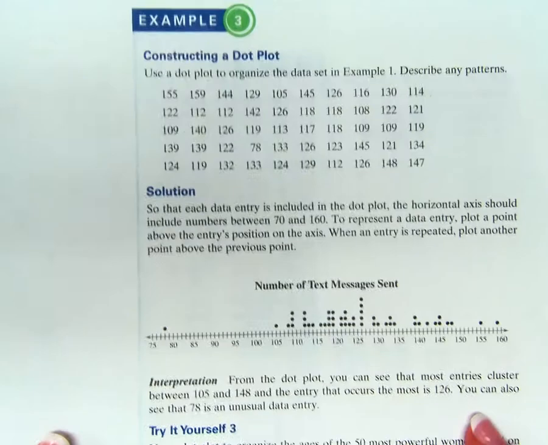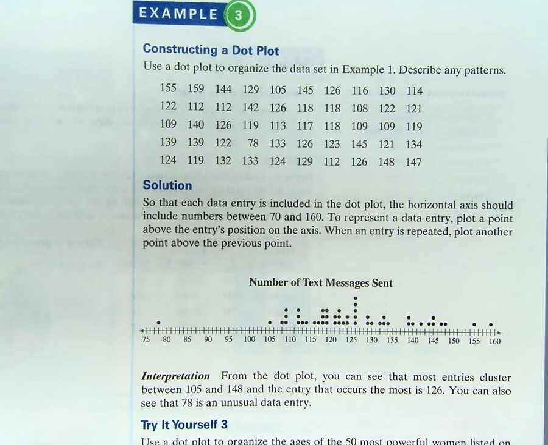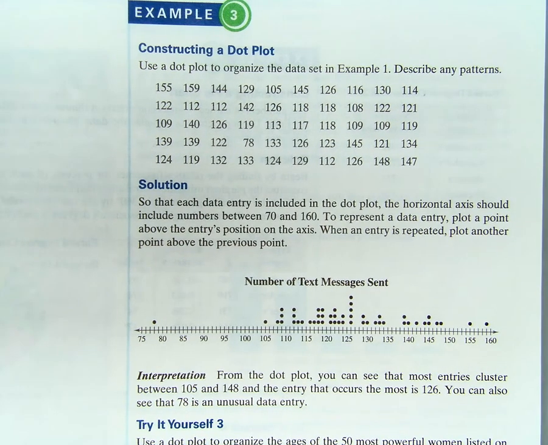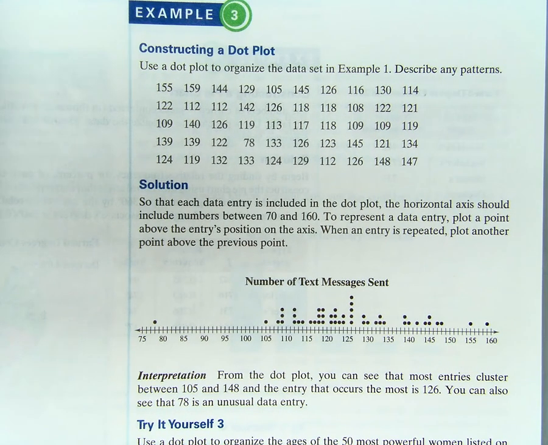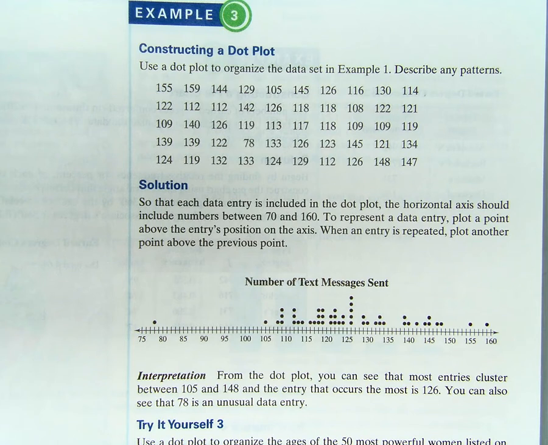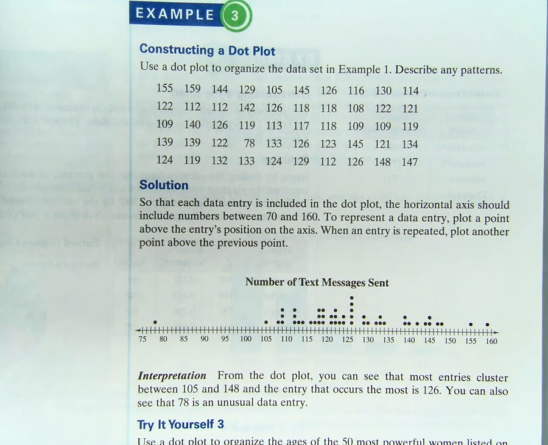So something that's interesting is that we could also have a dot plot. Okay? Like a stem and leaf plot, a dot plot allows you to see how data are distributed to determine specific data entries and to identify unusual data entries. We didn't really talk about the unusual data entry in the stem and leaf plot, but I'll go back and talk to you about it real quick. But do you see an unusual data entry in this dot plot?